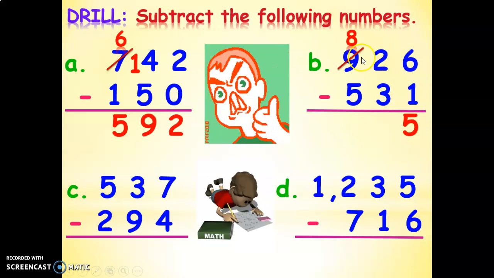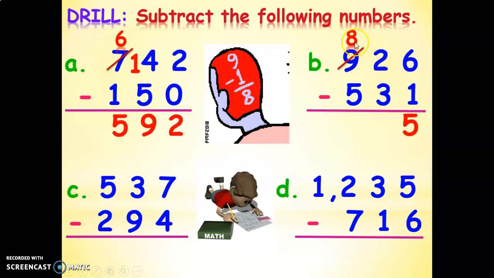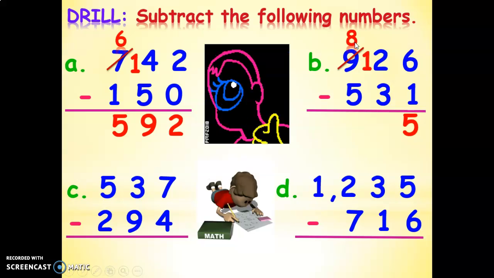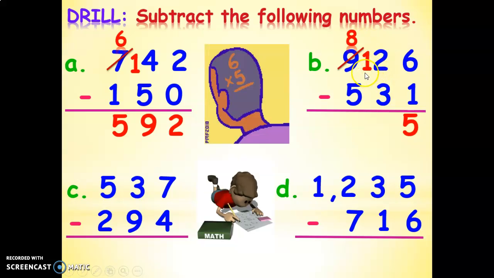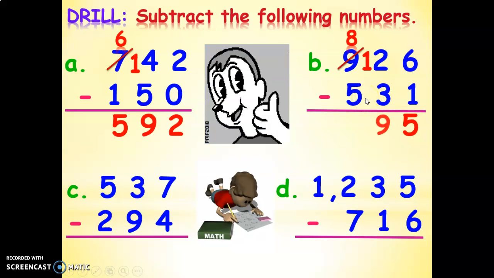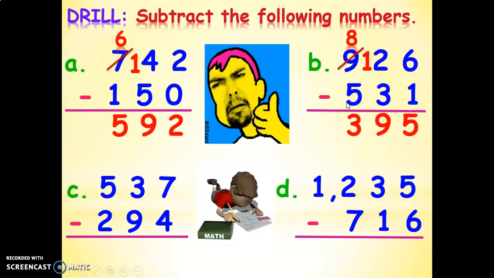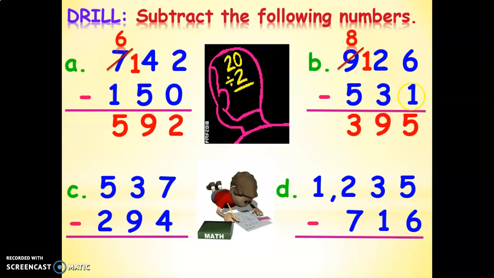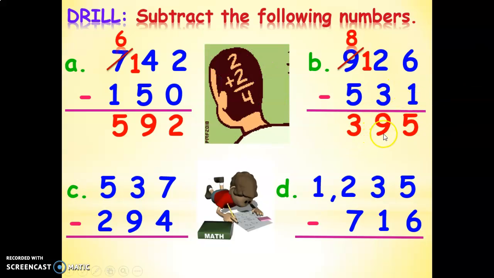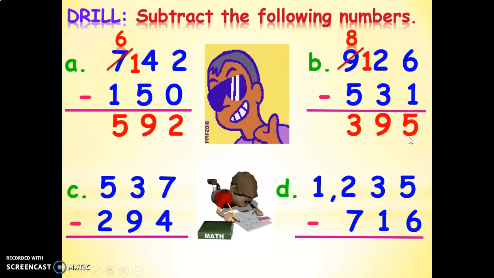That will be 9. 9 will become 8. And then we have to write 1 before number 2, giving us 12. 12 minus 3, the answer is 9. And for 8 minus 5 for hundreds place, the answer is 3. Our final answer is now 395. Let's see the answer for letter C.